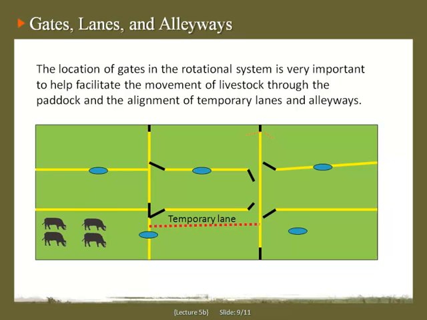The location of gates in a rotational system is very important to help facilitate the movement of livestock from one paddock to another. You will also need to take into consideration the placement and alignment of temporary lanes and alleyways to move cattle easily where you need them to be. Temporary lanes can be easily established using polywire or polytape, which can be moved throughout your pasture system.